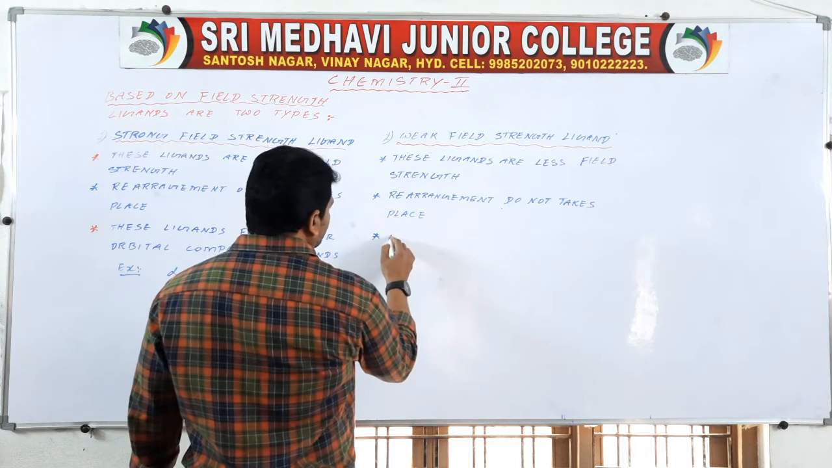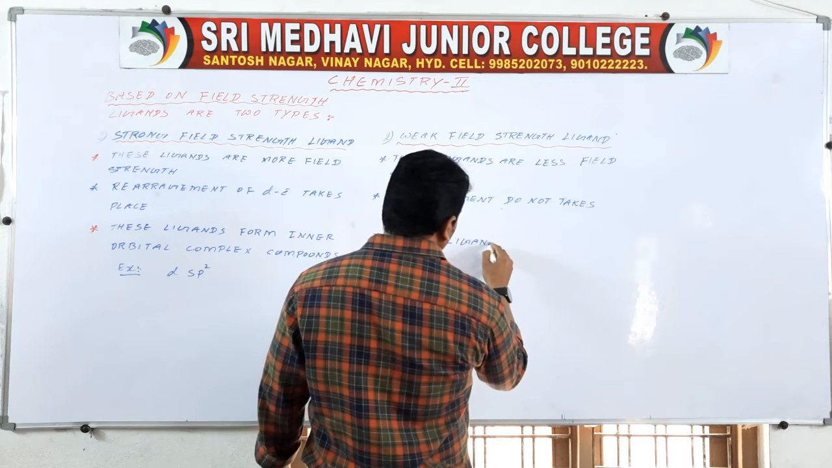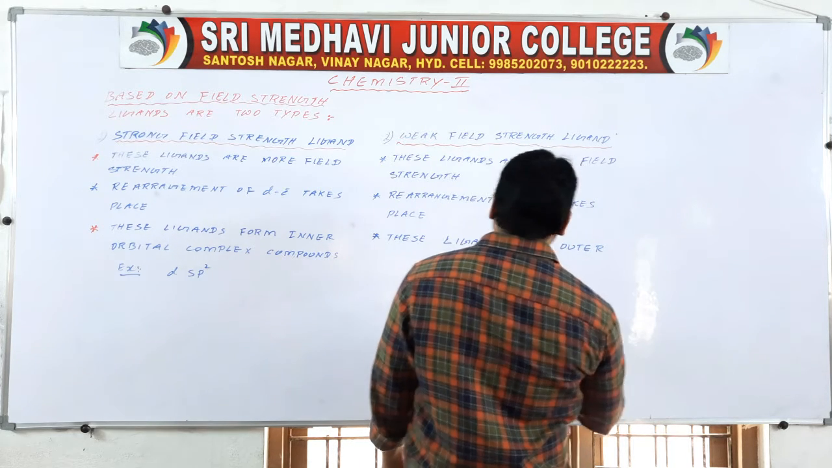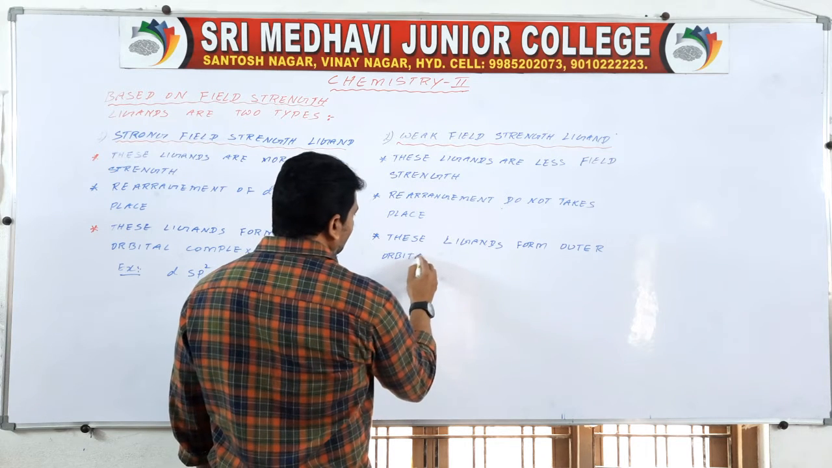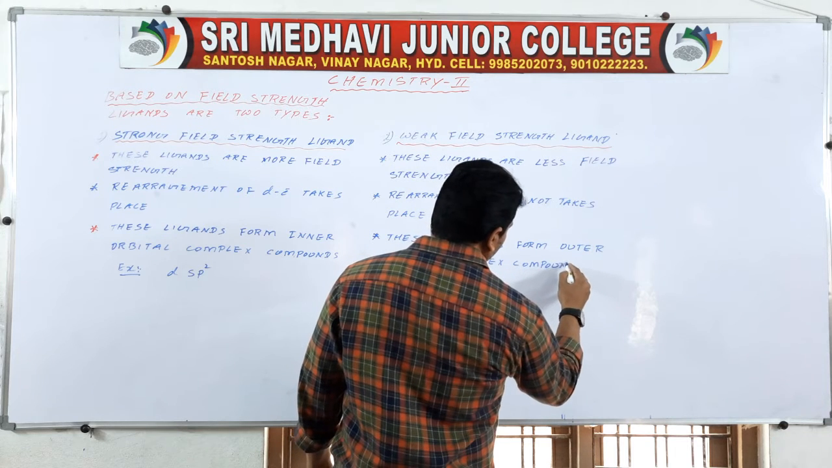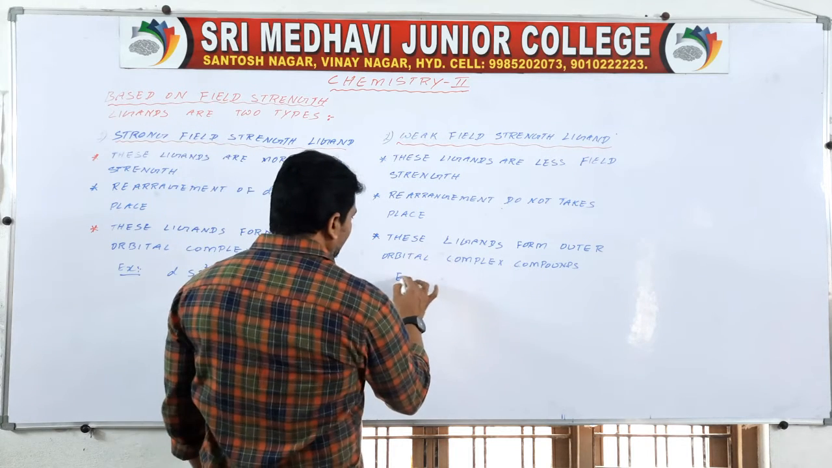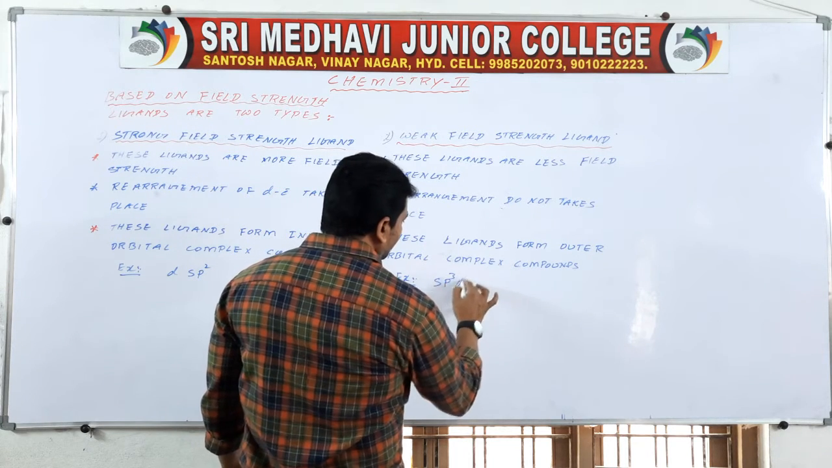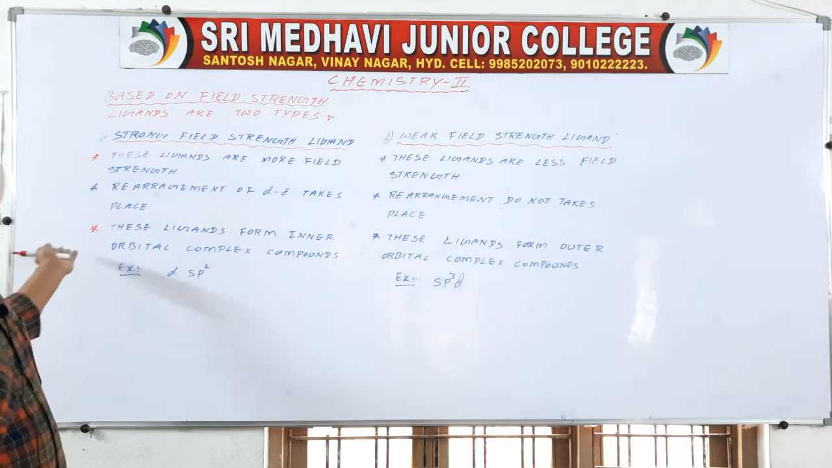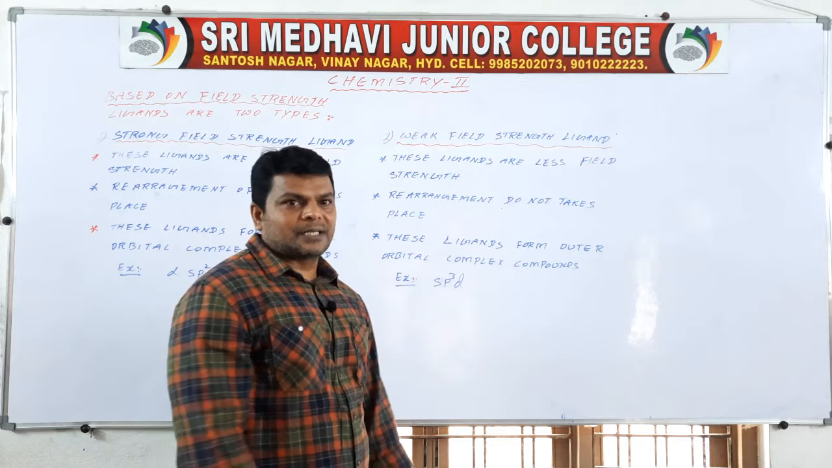These ligands form outer orbital complex compounds. Outer orbital means d is in the ending, for example sp3d2. Understand: d in the beginning means an inner orbital complex compound, and d at the end means an outer orbital complex compound.